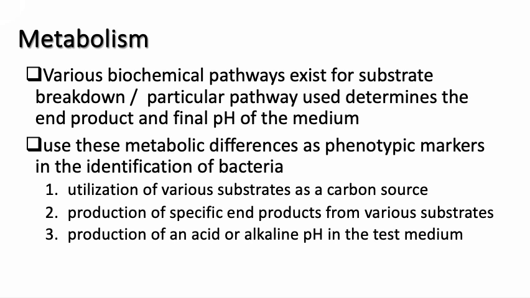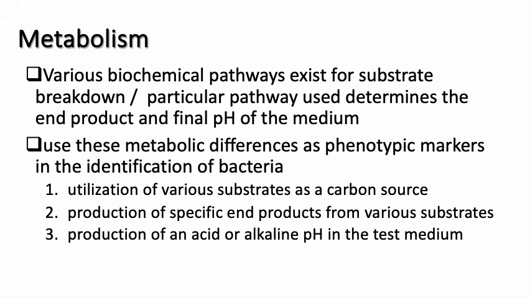Now, the following criteria for biochemical markers can be used for the identification. First one is the substrate used by the bacteria as the carbon source. Second is the production of specific end products, okay, from various substrates, which can be determined po in the laboratory. And lastly, the production of an acidic or alkaline pH in the test medium. Now, biochemical tests for microorganisms will be discussed in detail as we go along. Okay? So what I want you to remember, class, for now are these three common criteria.